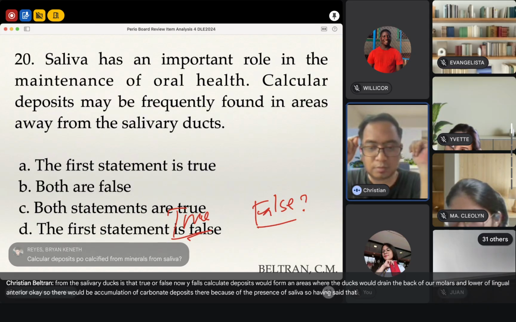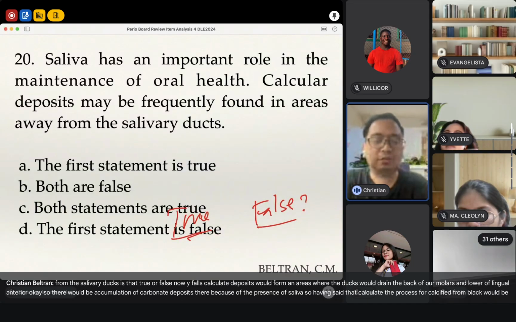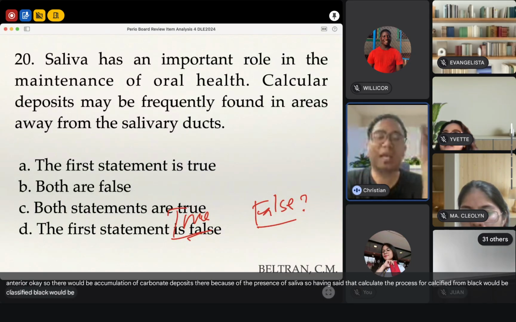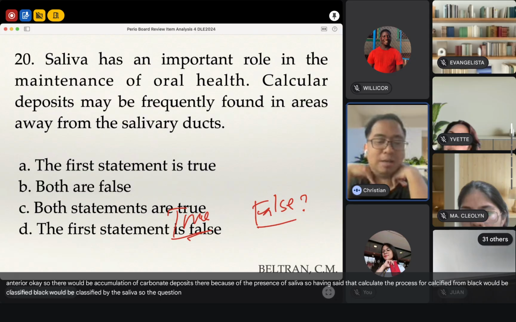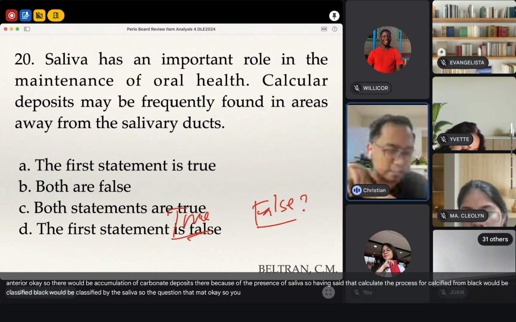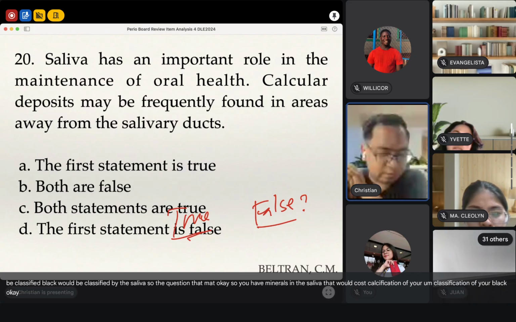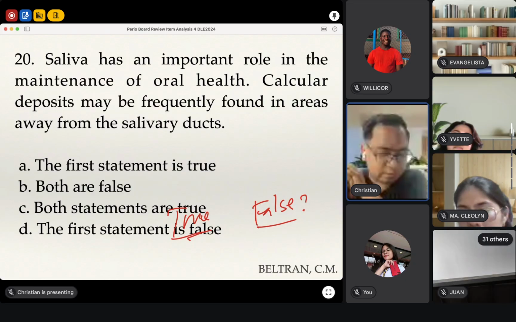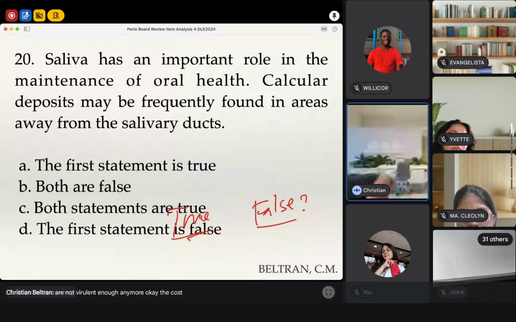So having said that, calcareous deposits are calcified from plaque. Plaque is calcified by the saliva. It causes calcification and becomes calculus. Right. You have minerals in the saliva that cause calcification of your plaque. At the same time, that's why they are not virulent enough anymore to cause the disease.